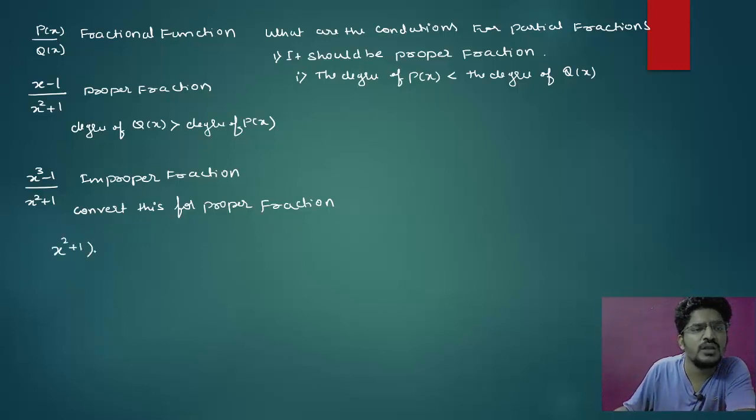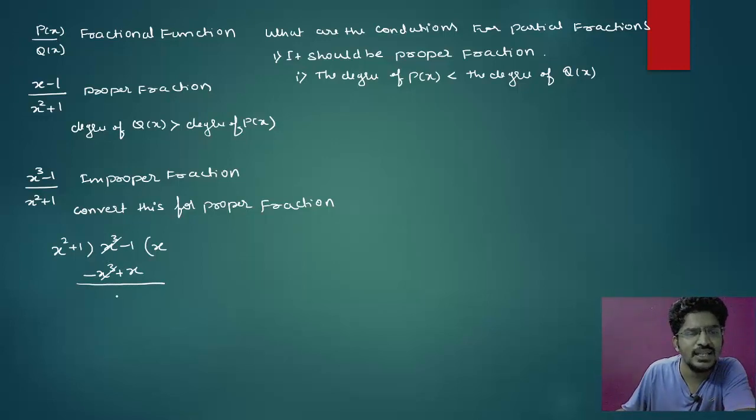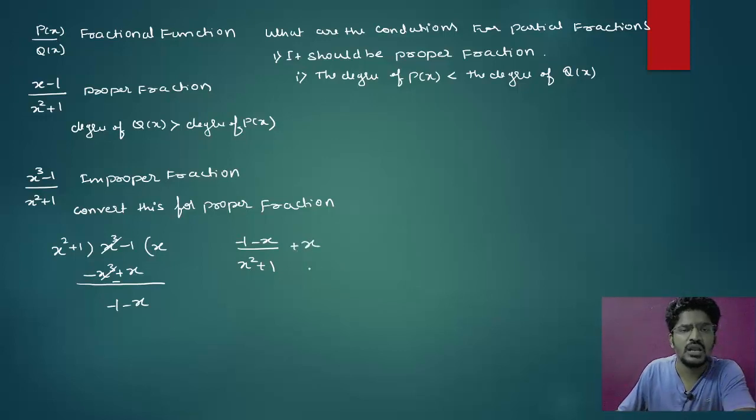See, x square plus 1 into x cube minus 1. So you divide it. You can take here x. So x square into x is x cube, plus x. Now I can subtract this. x cube and x cube will get cancelled. Take here the minus sign. So it will be now minus 1 minus x. So now you are going to get minus 1 minus x divided by x square plus 1, plus x. Clear? So now you have to do integration of this.